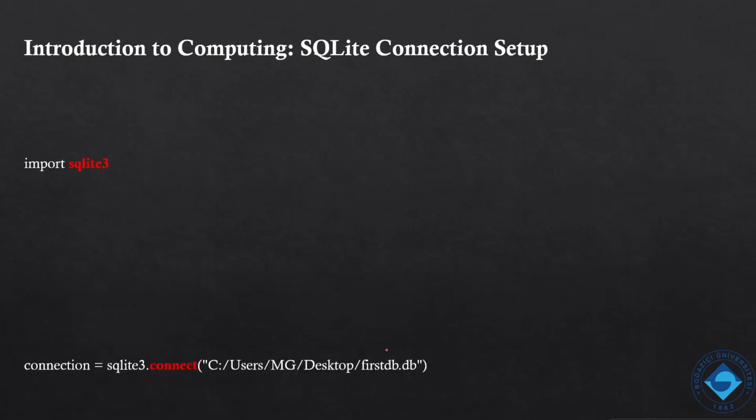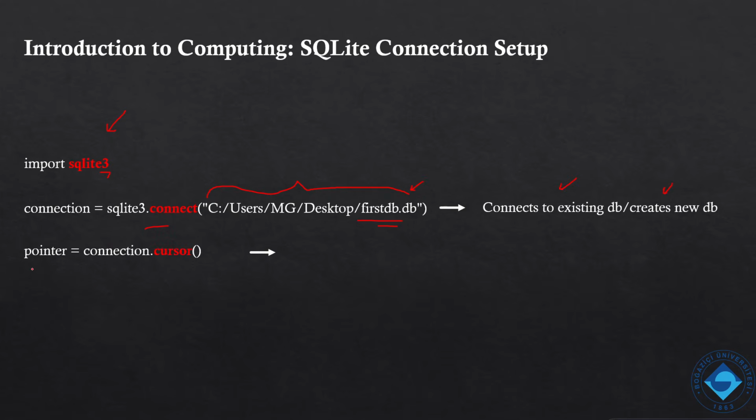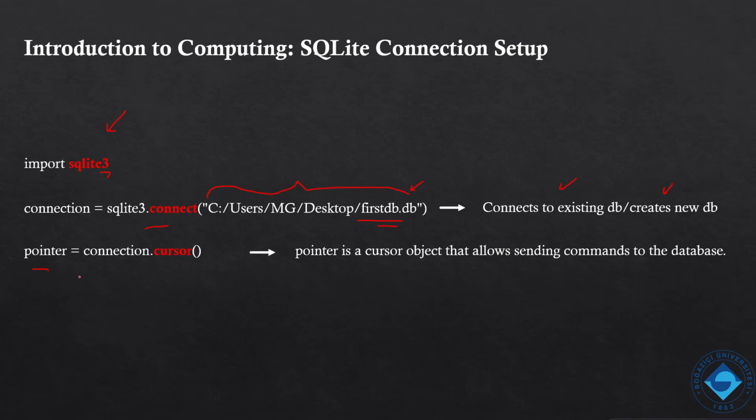And to be able to connect to a database system or create it from scratch, first of all, we have to import our library, sqlite3, and then by giving the correct path address of our database, we can connect to it. If you never created this database, it will create it. If you created it before, it's going to connect to it, right? And we are using a cursor, because it is an object that allows sending commands to the database.